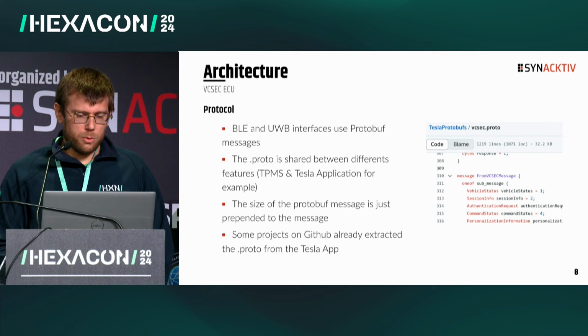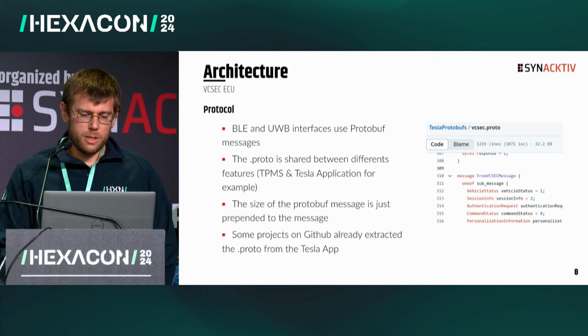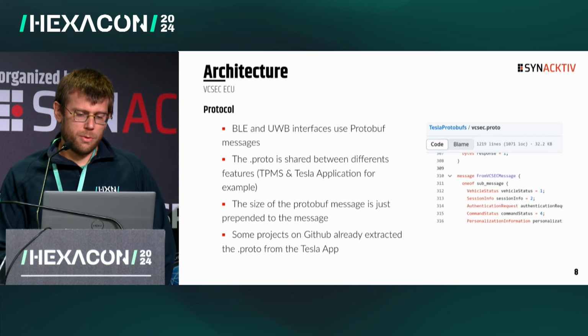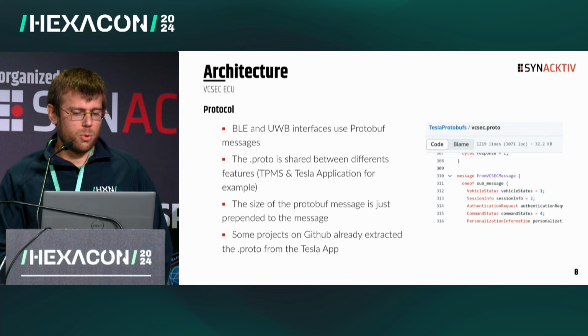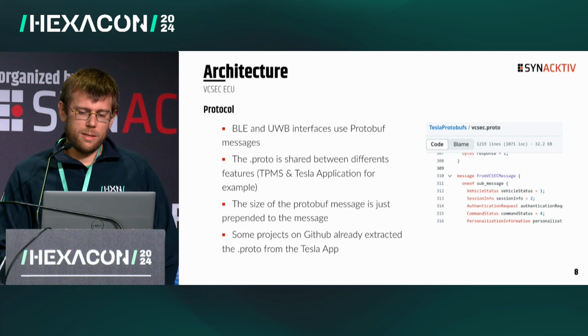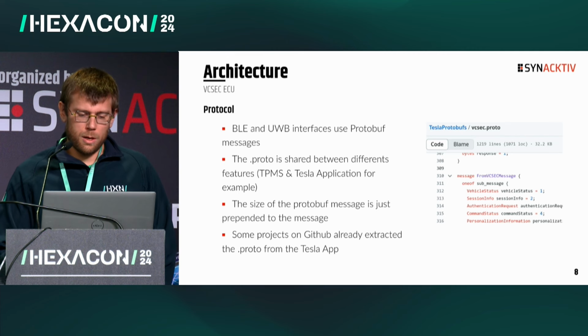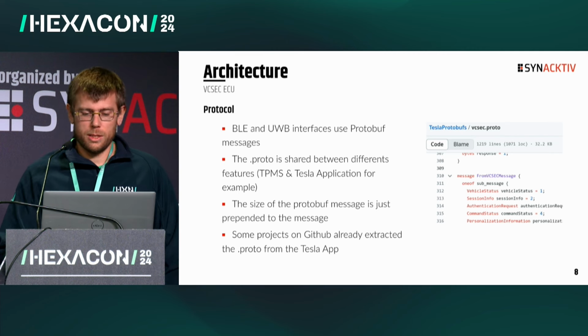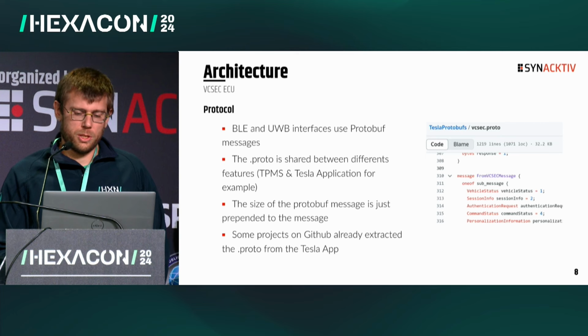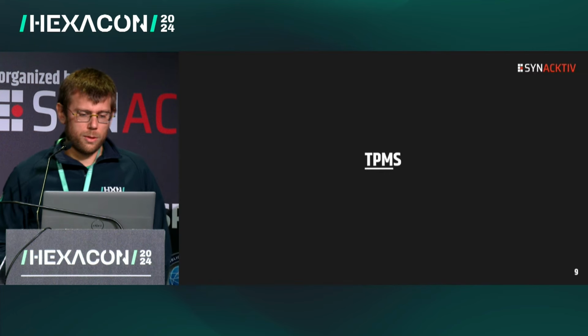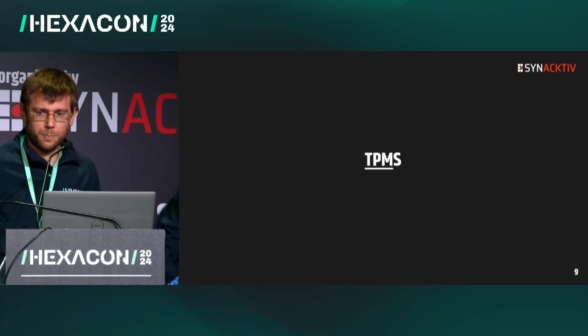Bluetooth Low Energy and ultra-wideband use protobuf messages. Surprisingly, different features share the same proto formats. So in the Tesla application, there is auto-generated code for the TPMS message handling. Messages are pretty simple. The protobuf message is just prepended by its size. On GitHub, some projects already extracted the proto file from the Tesla application. I'll let Thomas present you the TPMS.